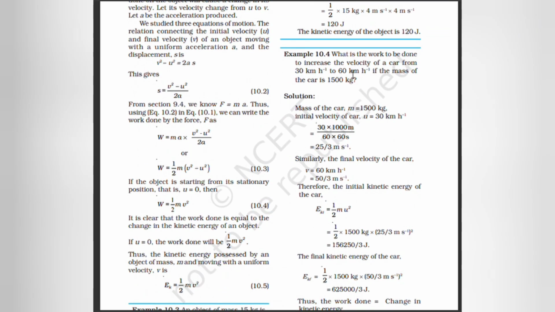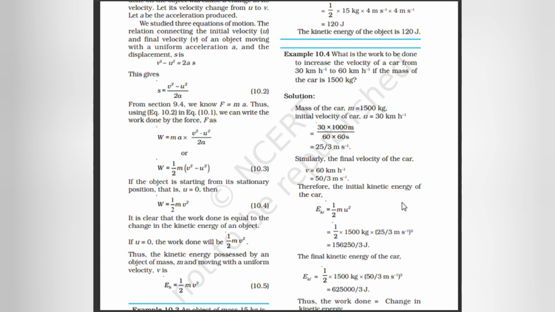What is the work to be done to increase the velocity of a car from 30 km per hour to 60 km per hour if the mass of the car is 1500 kg? Mass of the car m is equal to 1500 kg. Initial velocity u is equal to 30 km per hour, that is 30 into 1000 by 60 into 60 second, which is equal to 25 by 3 meter per second. Similarly, the final velocity v is equal to 60 km per hour, that is 50 by 3 meter per second.